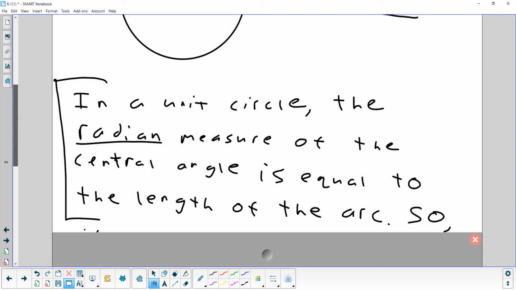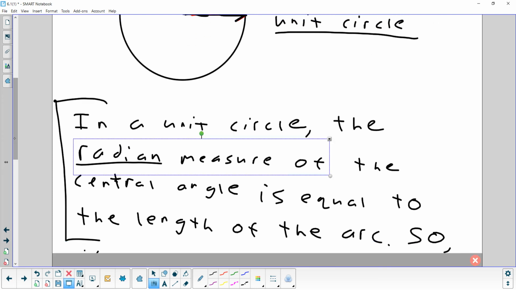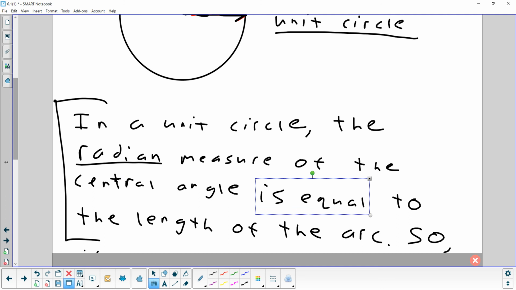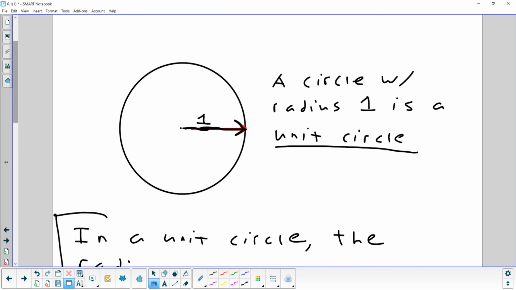Okay, so how does that help us? Let's go back up. So the measure of the angle is equal to the length of the arc. If I drew an angle like this, and let's say that angle was 2 radians, then this arc would be 2. If that angle was 3 radians, this arc would be 3. The size of the angle and the size of the arc will always match on this type of circle. Any question on that?